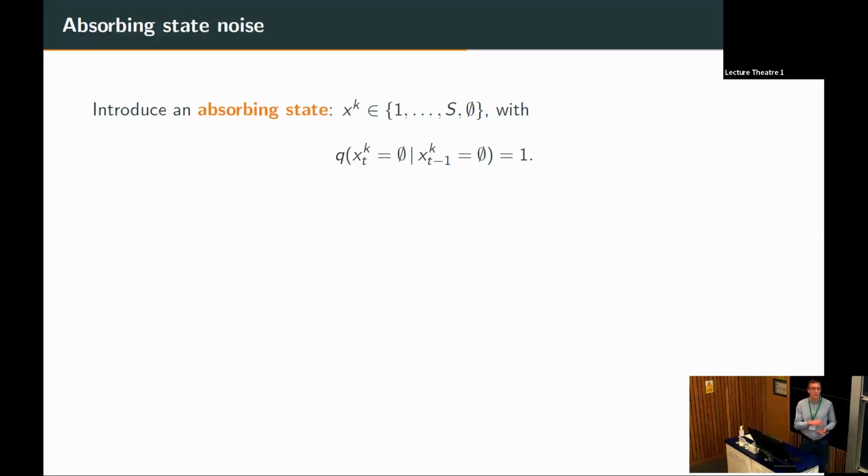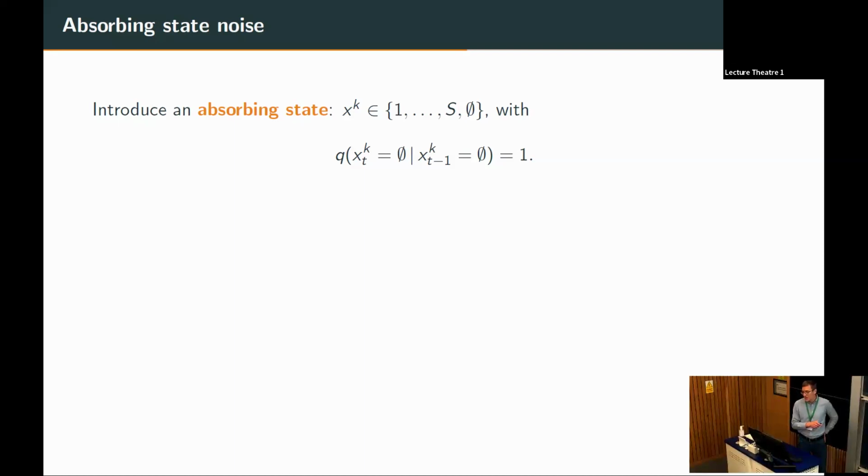So based on that observation, they also proposed a version of this where we don't jump back and forth between these discrete states, but instead have an absorbing state in the Markov chain, such that if any coordinate enters that absorbing state, it remains there. So we simply extend the state space here with this null symbol and the probability of transitioning from the null symbol to this one.